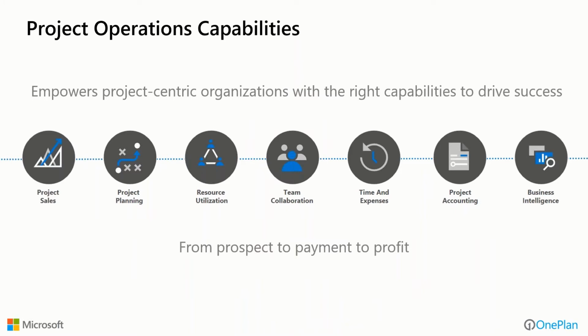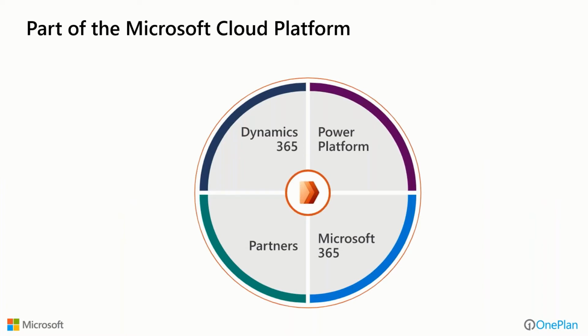So Project Operations from Microsoft is the PSA solution recently offered and updated from an older version of the product, which was called Project Service Automation. And it empowers project-centric organizations with the right capabilities to drive success. There's the project sales aspect, the project planning, the resource utilization, team collaboration, time and expense, project accounting, business intelligence. So as they say, from prospect to payment to profit is kind of all the way through that life cycle as we go in through acquiring a customer, executing for that customer, and then reaping the benefits of having a good engagement. And it's all part of the Microsoft Cloud Platform.